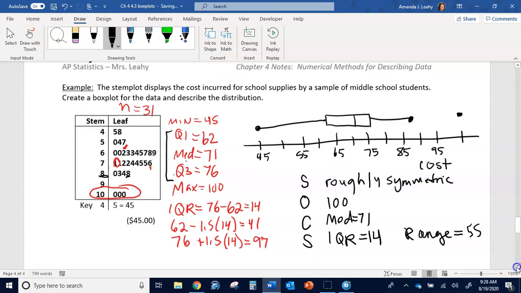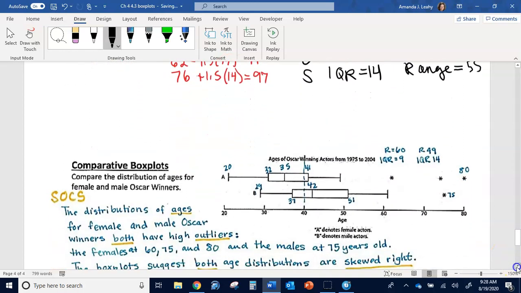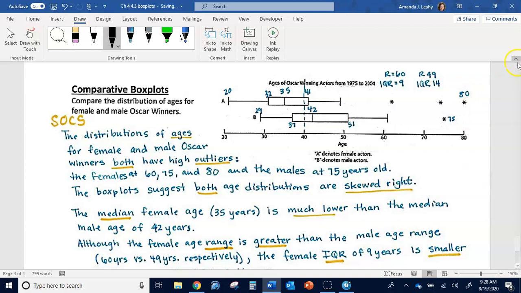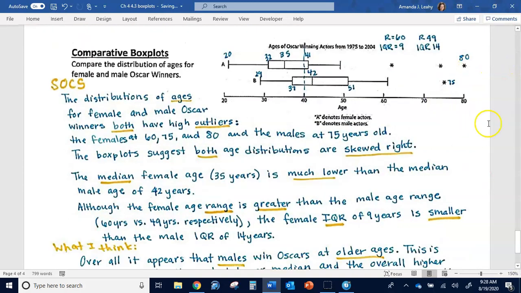Okay. All right. So what if you have to compare several box plots here? I've already written this out. So I've got 3 box plots. It says compare the distribution of ages for female and male Oscar winners. So ages of winning actors 1975 to 2004. A, these are the female actors, and B, these are the male actors, and these are their ages.